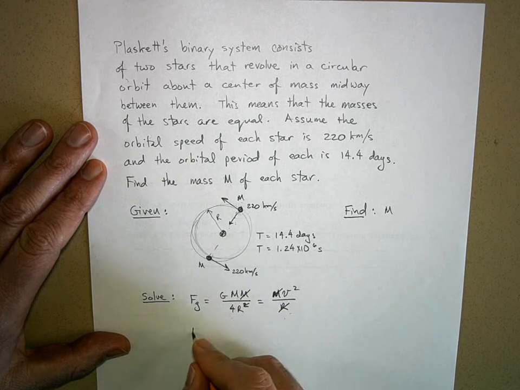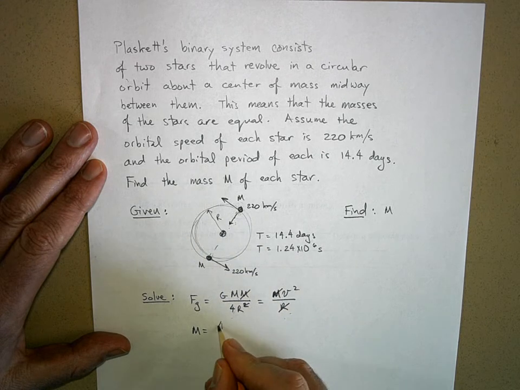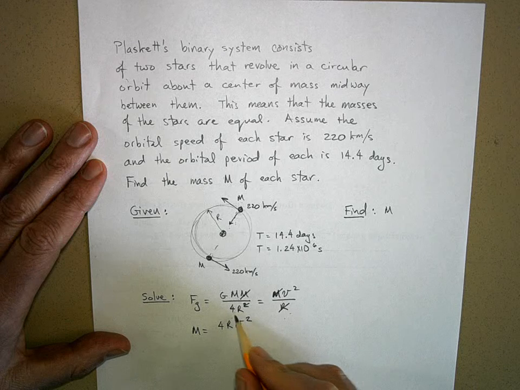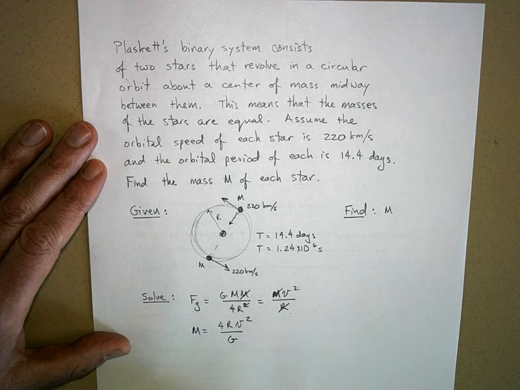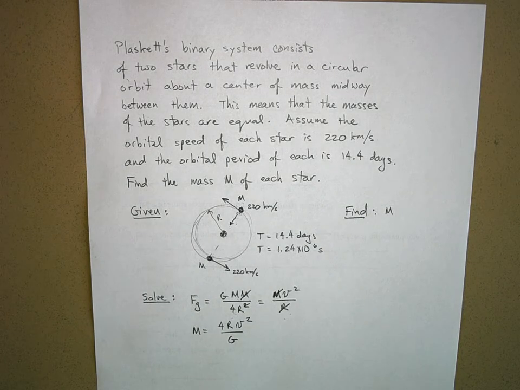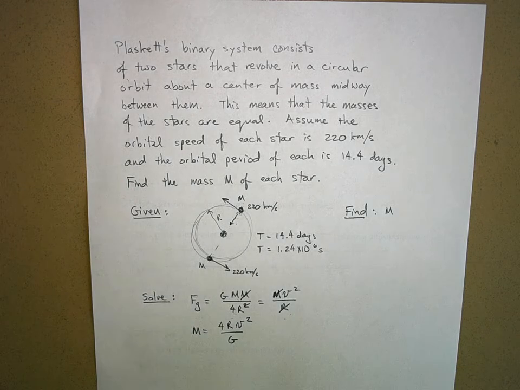And so we can now solve for m. So let's do that. M is equal to, well, 4 r v squared over G. Is that right? Did I do that right? Okay. Now we have a problem. We don't know what r is. We know what v is, but we don't know what r is. So we have an equation with two unknowns in it. We need another equation.